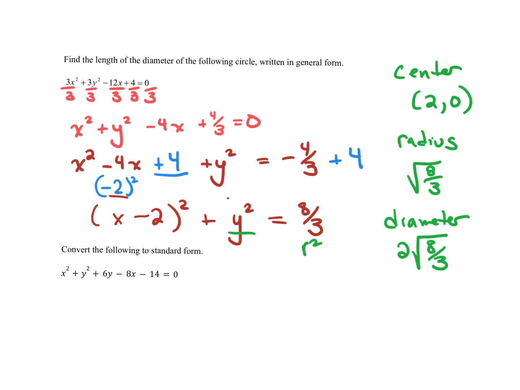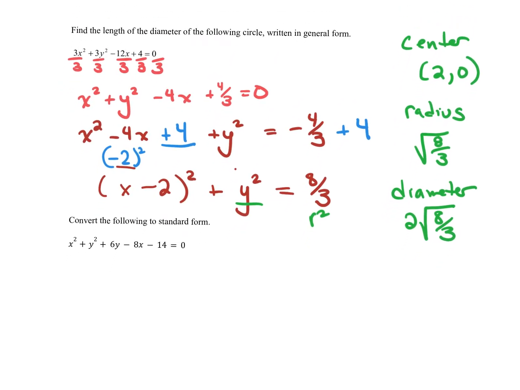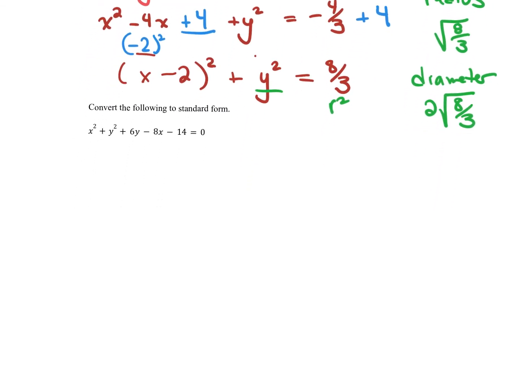All right, finally, we have just another one. We're just changing to standard form. Nothing too crazy about this one, just one where we regroup. So x squared minus 8x plus y squared plus 6y equals 14. That's just getting the x's and the y's together and putting the other number on the other side.